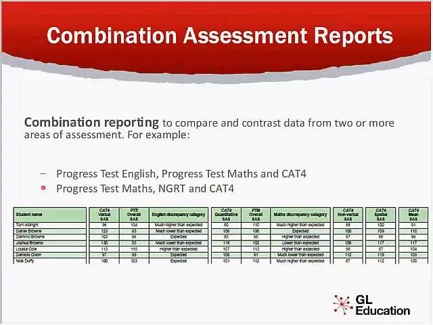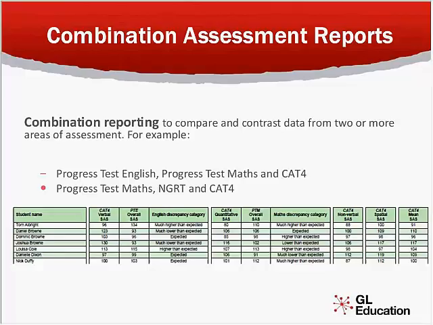And our combination assessment reports will help you with data triangulation. So they will help particularly with the comparison of ability data from Cat 4 against the attainment data from the progress test and new group reading test. So there's an example of that on the screen in front of you.